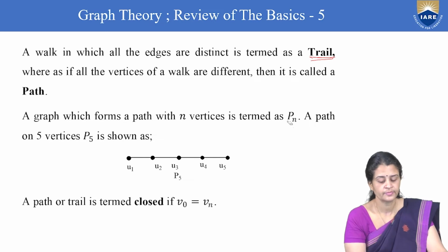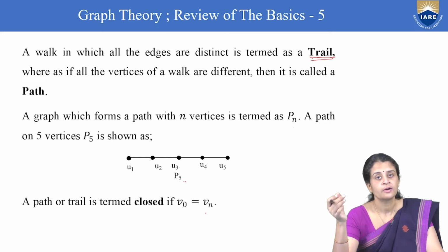A path with 5 vertices, P5, is shown below. That is, we have 5 vertices U1, U2, U3, U4, U5, with edges U1 to U2, U2 to U3, U3 to U4, U4 to U5. It's a path with 5 vertices and it is termed P5. A path or trail is closed if V0 equals Vn. We have already seen that a walk is closed if the initial and terminal vertices coincide.